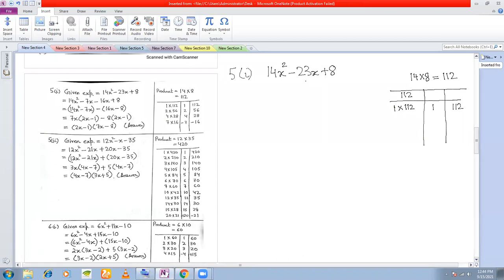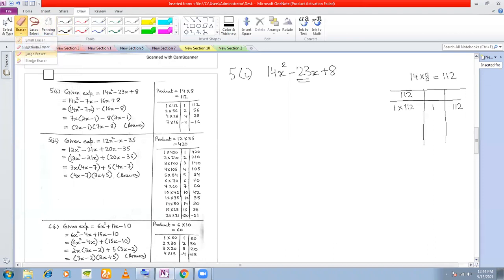Now, what do we need? We need minus 23. Can 112 and 1 be added to give you minus 23 in any way? Is it possible? Not possible, right? What should be the other factor? 112, if you divide by 2, you can get 2 into 56, right? So your factors are 2 and 56. Can 56 and 2 give you 23? No, they will not give you 23, right?